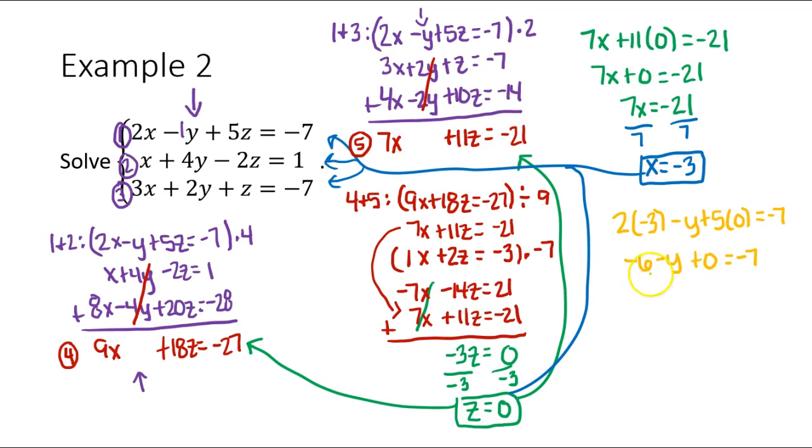All right, if we add our like terms over here, we have negative y minus 6 equal to negative 7. Let's add that 6 to the other side. We have negative y equal to negative 1. And if we divide that negative 1 out, we find out that y is equal to positive 1.